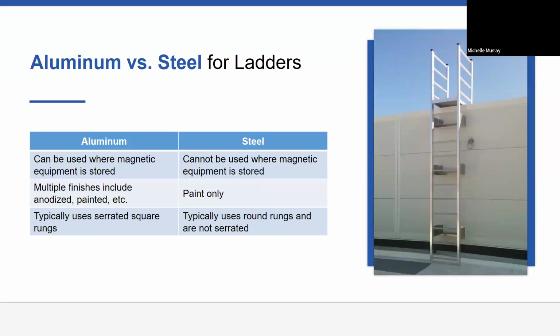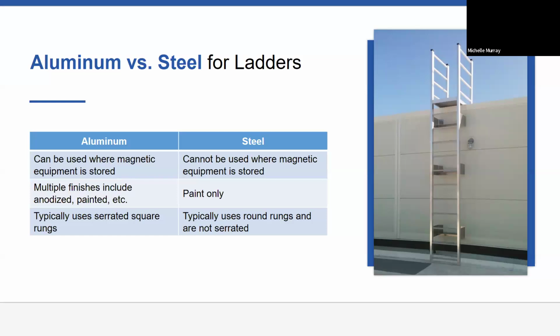Aluminum is non-spark, reducing the risk of it being a fire hazard. It is also non-magnetic, making it ideal in places where magnetic equipment is stored. Aluminum ladders are available in multiple finishes. They can be painted or anodized without losing their shine or color. Steel can be painted but not anodized. Painted finishes are more prone to wear and chipping.